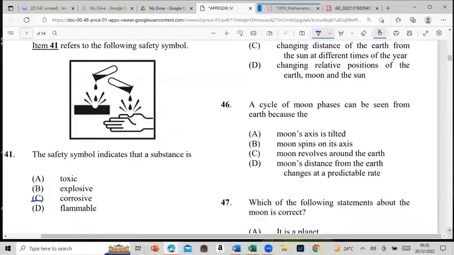A cycle of moon phases can be seen from the Earth because A, the moon's axis is tilted, B, the moon spins on its axis, C, the moon revolves around the Earth, or D, the moon's distance from the Earth changes at a predictable rate. What is the answer for that? And that is C. The moon revolves around the Earth. Alright, so let's move on to 47.